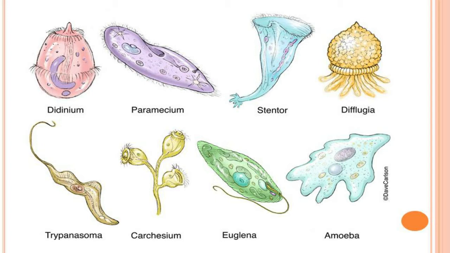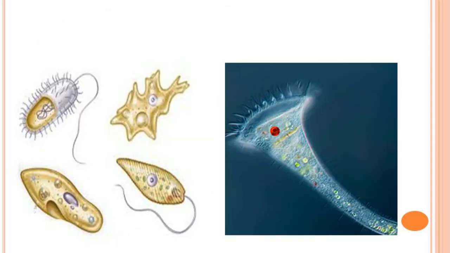You can see these different organisms there: paramecium, amoeba, euglena, vorticella. All these are different microorganisms, or you can say protozoans, which you can observe under the microscope. Trypanosome also.